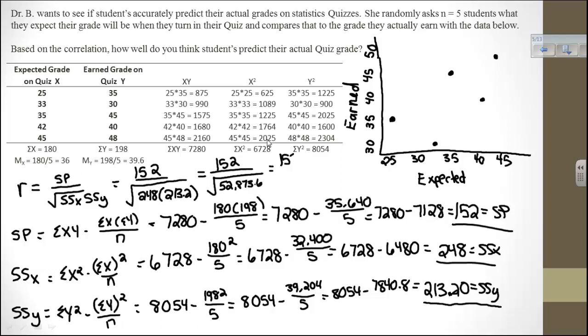Then this becomes 152 divided by, well, the square root of 52,873, which is 229.9426. And you end up with a correlation of 0.661.